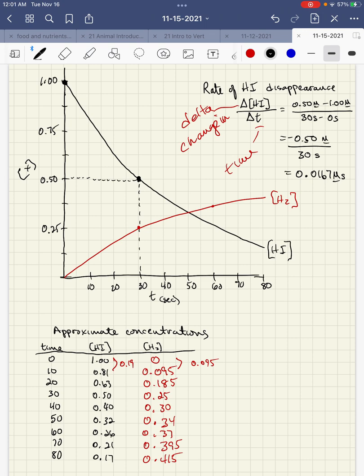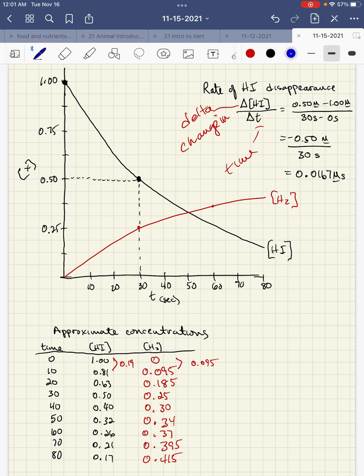The rate formula that we use is very similar to the slope formula you used when you were in algebra class. It's just a difference in the y's over a difference in the x's. In this case, y is concentration and x is time. And so the change in concentration, that's what the triangle there means, delta, which means change in. So the change in HI concentration over change in time.